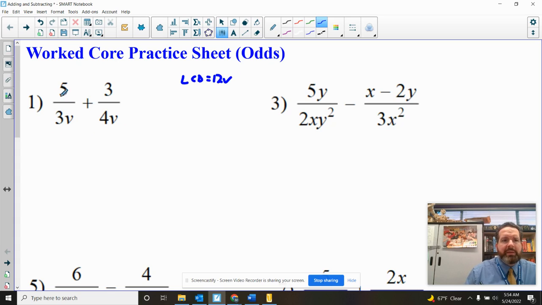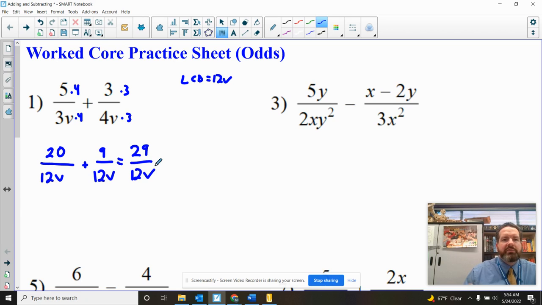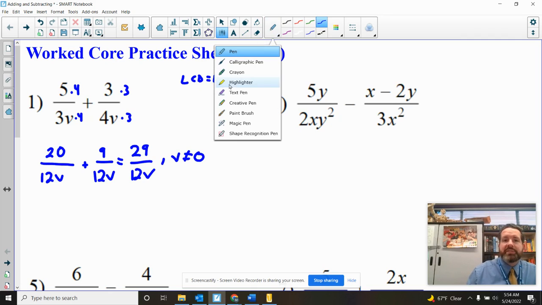So here we're going to multiply by 4 bottom and top. And here we're going to multiply by 3 bottom and top. So 20 over 12v plus 9 over 12v is just 29 over 12v. And then make sure that we didn't divide by 0. So we're going to add the restriction that v not equal to 0.